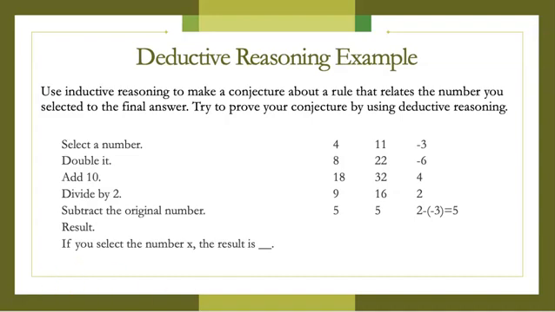Okay, those aren't all the possible examples I could go through in the world, but I'm beginning to see a general conclusion here. If I select the number x, whatever x may be, the result is still going to be 5 at the end.